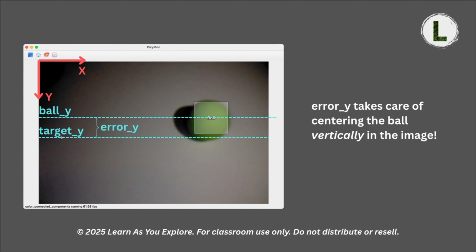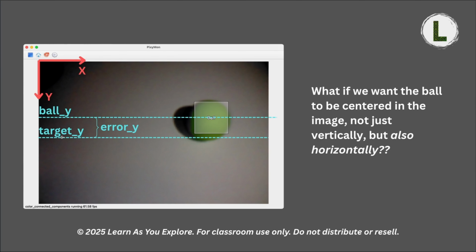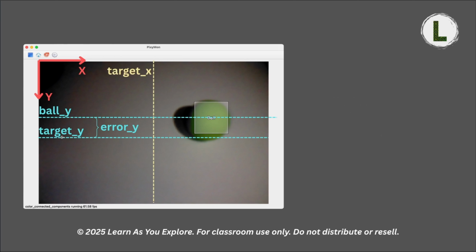Now let's move on to our project for today, which is tracking the ball in all directions, meaning forward and backward, and also left and right. So here's the main question. What if we want the ball to be centered in the image, not just vertically, but also horizontally? To do that, let's set our target X value to be the horizontal center of the image.